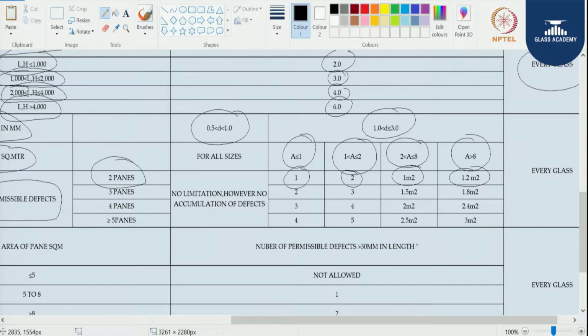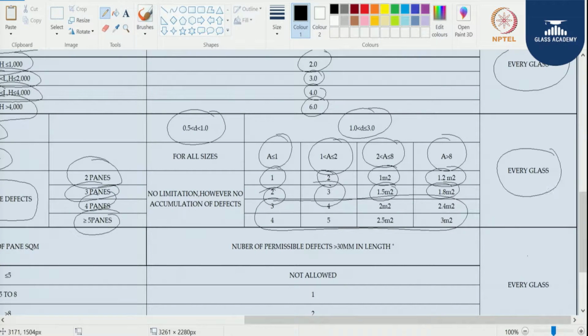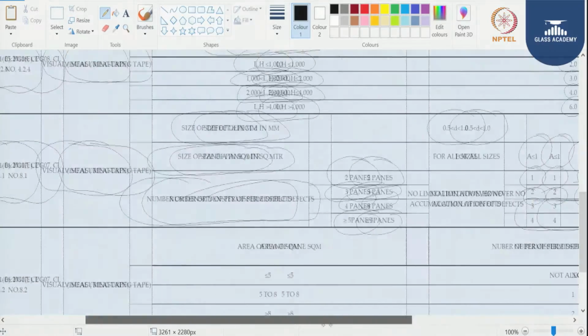Similarly, when the lamination is done with the help of 3 panes, and the area of the laminated glass is less than 1 square meter, then 2 spot defects are allowed. If the area is between 1 to 2 square meter, 3 spot defects are allowed. If the area is between 2 and 8, 1.5 per square meter is allowed. And if it is more than 8 square meter, 1.8 per square meter is allowed. In a similar way, for 4 panes and 5 panes also we can understand these values. And for the frequency of testing, this spot defect shall be measured for every glass.